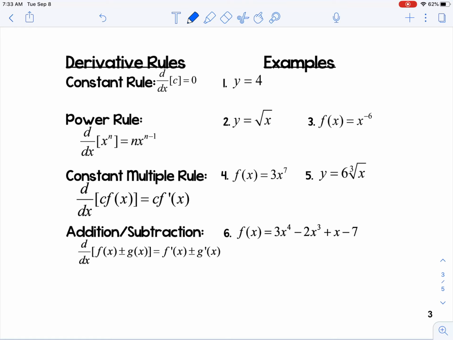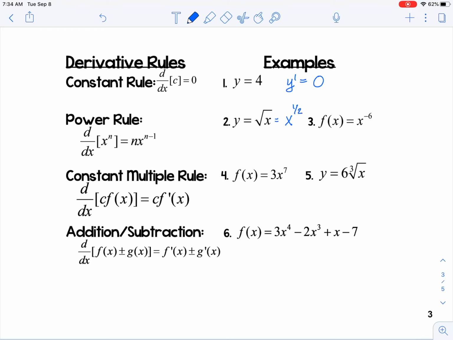They're never just by themselves like that. So let's look at some other rules here. So we said that the constant rule, the derivative of a constant is 0. So if y equals 4, y prime is 0. Then we have the power rule. And then we got a tricky number 2, y equals square root of x. That doesn't look like a power, so we actually need to write it as a power.